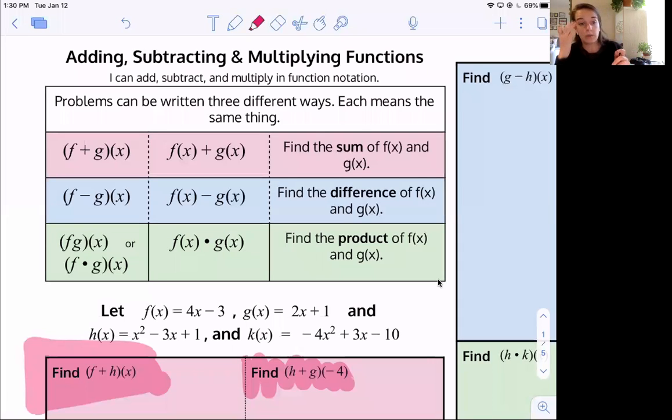Cool. Okay, so we are going to add, and then we're going to subtract them, and then we're going to multiply them together, right? And so you have the same words here. If we see the word sum, we know we're going to add. If we see the word difference, we know we're going to subtract. If we see the word product, we know we're going to multiply, okay?